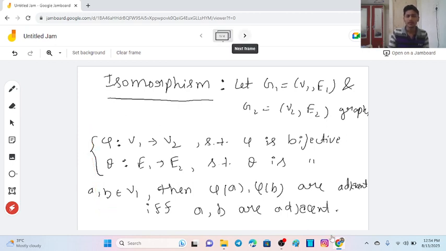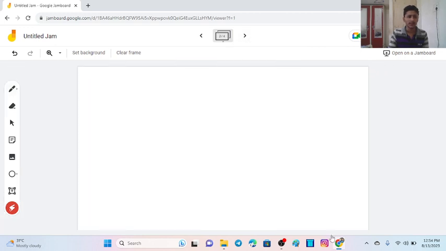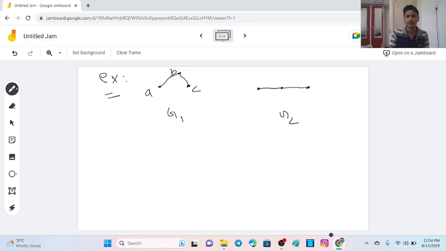Okay, so now let's see some examples of isomorphic graphs. So let's take the first example, a simple example. Name these vertices A, B, C. Let this be graph G1 and this be graph G2, whose vertices are D, E, F. So you can see if I map A to D, B to E and C to F, then there will be a one-to-one correspondence between the set of vertices of graph G1 and graph G2.